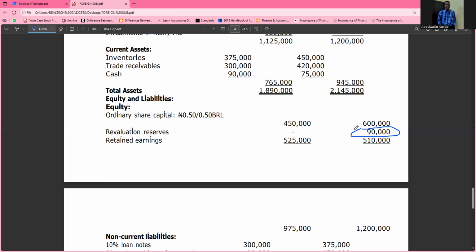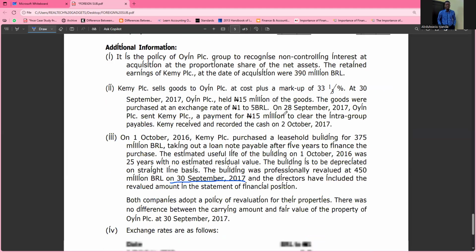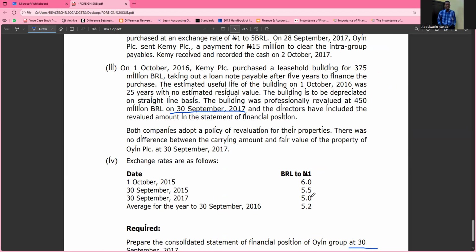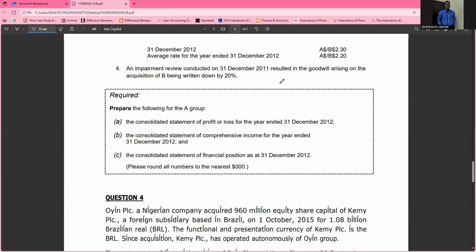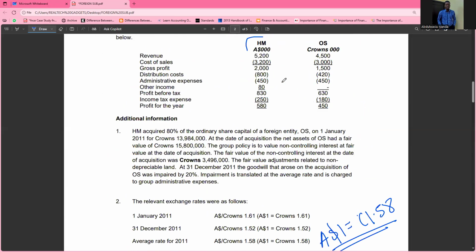So this 90,000, you need to use the closing rate. And the closing rate is 5. This is the closing rate. So that is the first thing. Whenever you have a revaluation reserve, or sometimes they'll call it other components, be careful. Just check what date that particular revaluation occurred. Just like you can see, the building was professionally valued at 450. So it means that it occurred as at the SFP date.